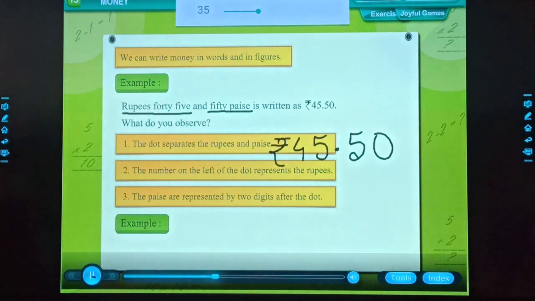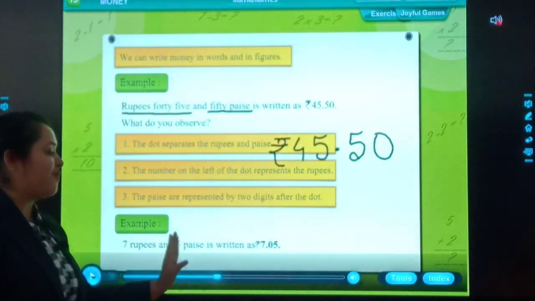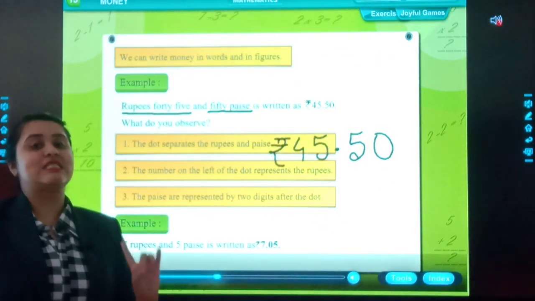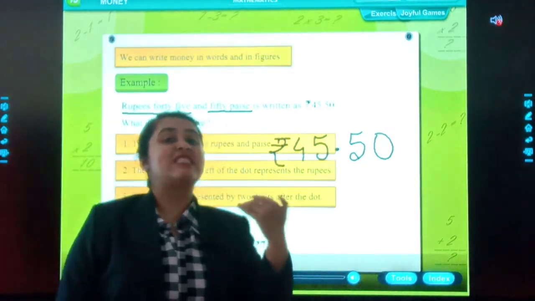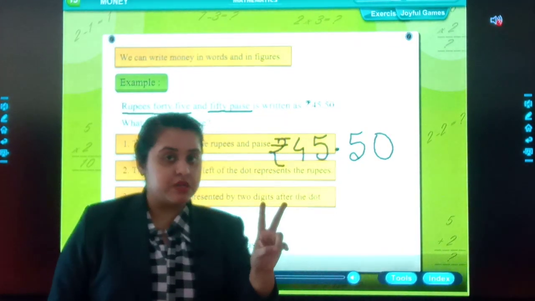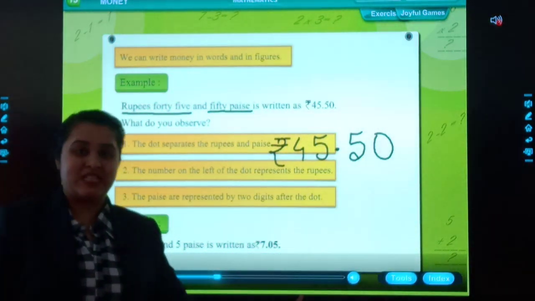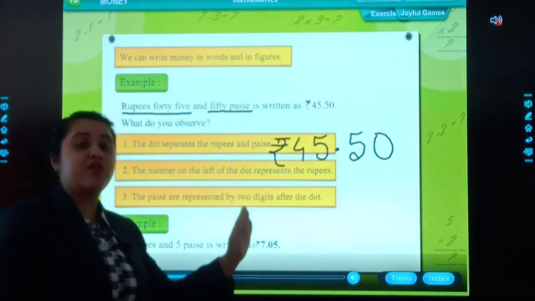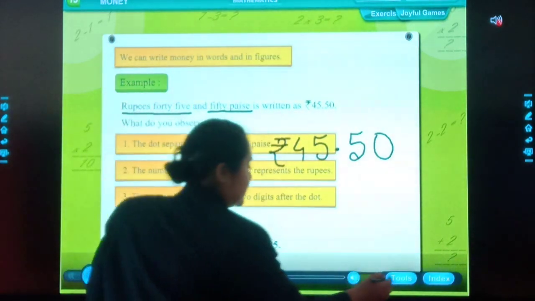After the dot. Example, 7 rupees and 5 paise is written as rupees 7.05. Always remember, we will be expressing decimal in 2 digits. Writing 7.5 ultimately represents 50. So for that I will represent 7.05. Understood, students? Wait a second.